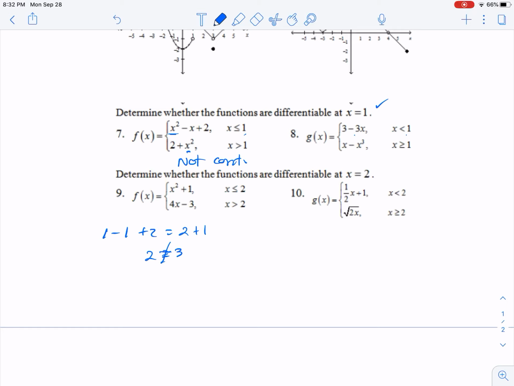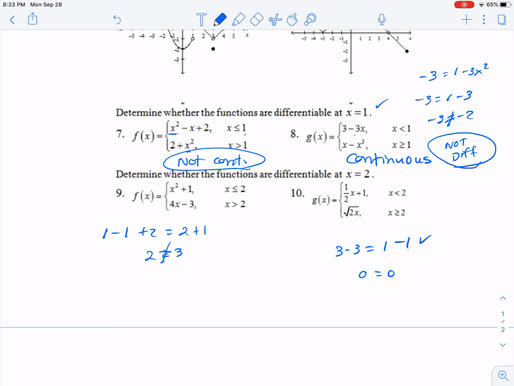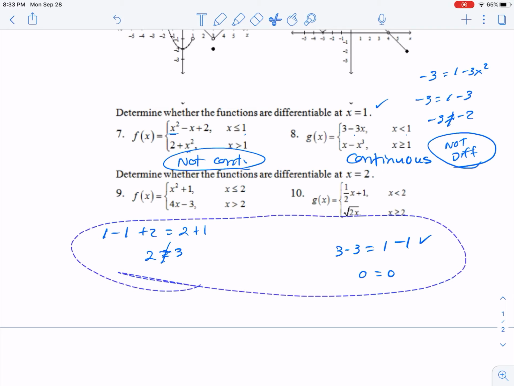What about this one? You plug in that, you get 3 minus 3 equals 1 minus 1. That's true. 0 equals 0, so it's continuous. Not enough, though. You have to check if the derivatives are the same. So the derivative here is negative 3 equals 1 minus 3x squared. And you plug in 1. So negative 3 equals negative 2. Nope. So it's not differentiable. Say once it's not continuous, you can quit. All right, get rid of my scratch work here.